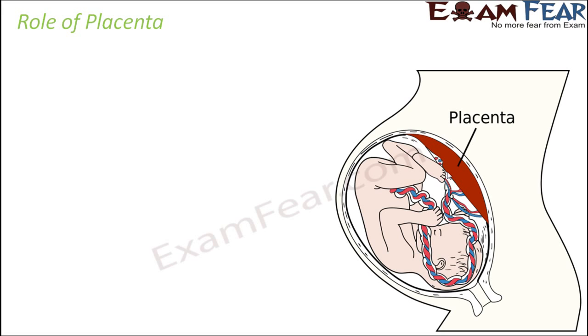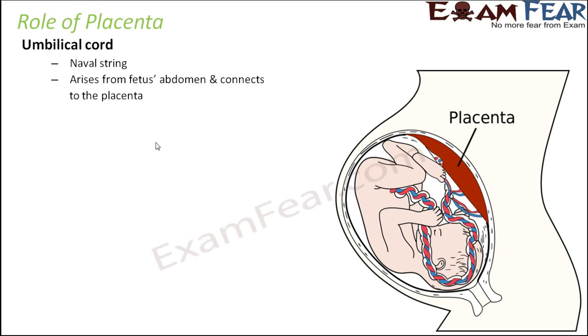So what is the role of placenta? Okay, before that, as I said, the umbilical cord. It is nothing but a navel string. It arises from the fetus's abdomen and connects to the placenta. Here you can see the cord, and this cord is the umbilical cord. Right, now, what are the important functions of placenta? One important thing is that it helps to provide nutrients to the fetus from the mother's body, but there are other functions as well.